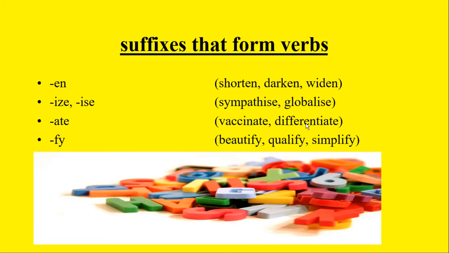Then different, differentiate. Differ, that is the root word. Different, ent is added. And once again, ate is added to form the verb. Differ, different, differentiate. We add ate to the adjective different and form a verb.